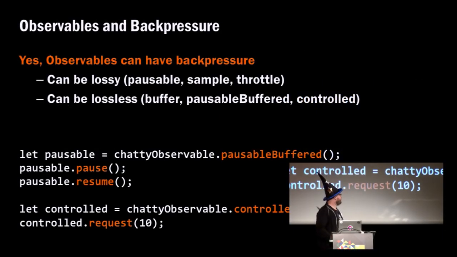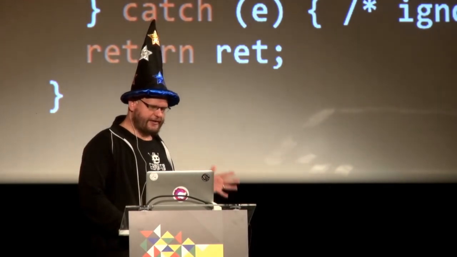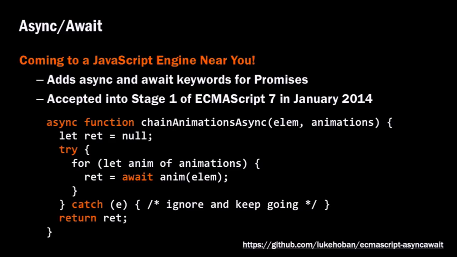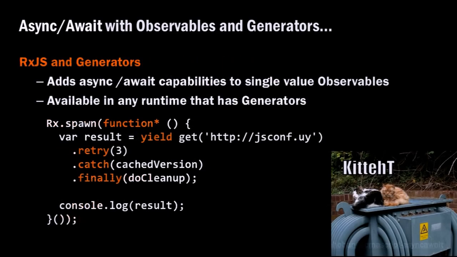We have back pressure as well. It's not super, super important, but for a lot of people that are concerned about how much traffic they get, we have pause and resume capabilities. And async await, given the fact that it's coming to JavaScript vNext, whatever that is, ES7, ES 2016, whatever you want to call it, the idea of async and await is coming in some form or fashion.